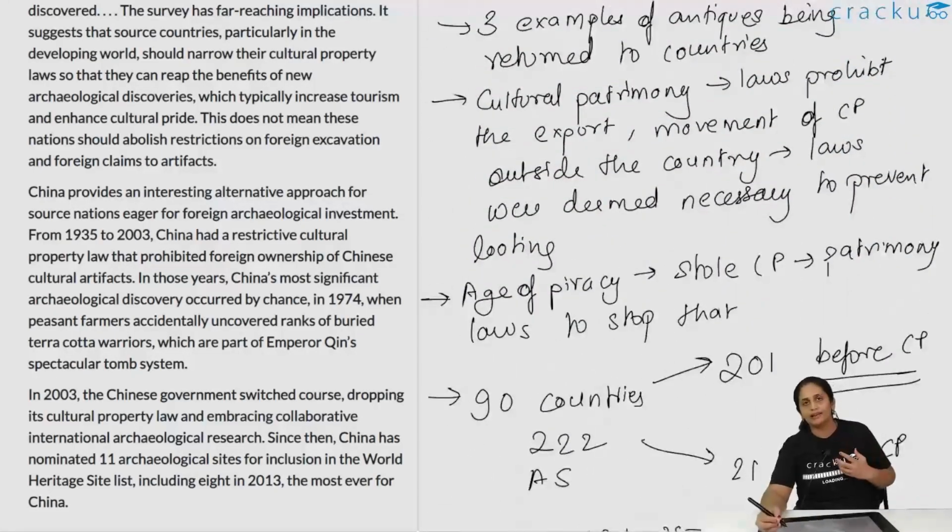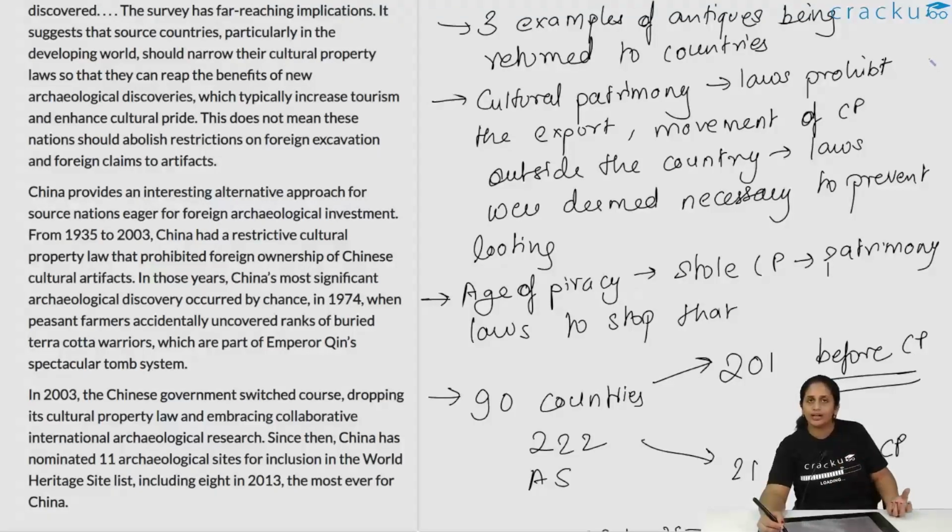See, the idea is that the cultural property laws were brought in to protect the cultural property from being looted by imperialists. But the unintended consequence of this has been that there is now no incentive for others, other than the source country and its government, to go actually digging. And you need these people to dig, because otherwise you will not have discoveries. You need foreign archaeological investments. You need foreign archaeologists to come and dig so that they can actually find these sites as such.